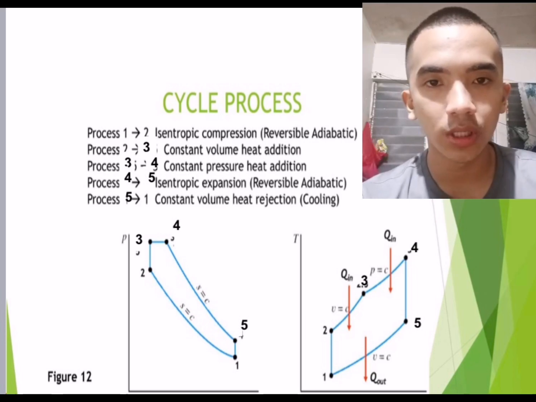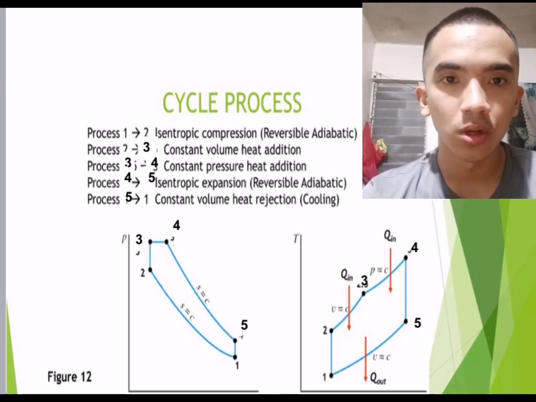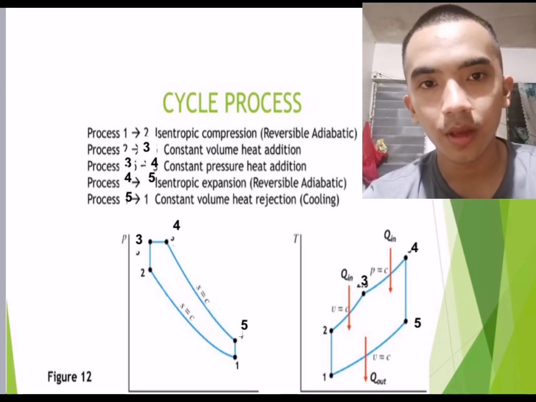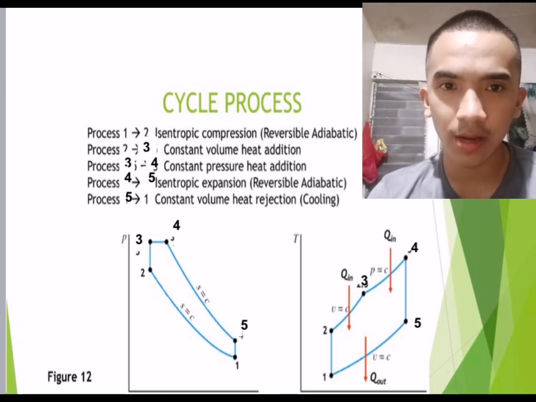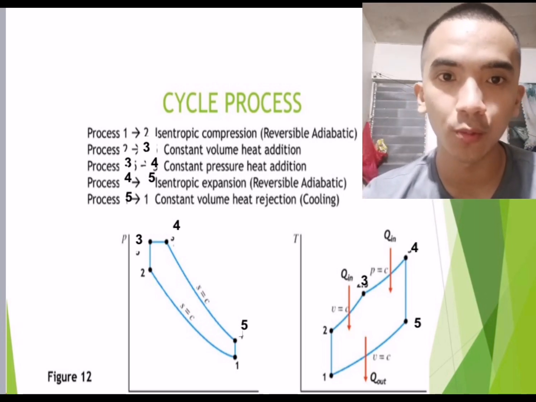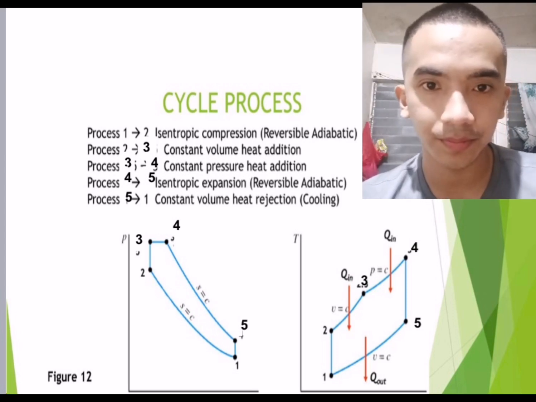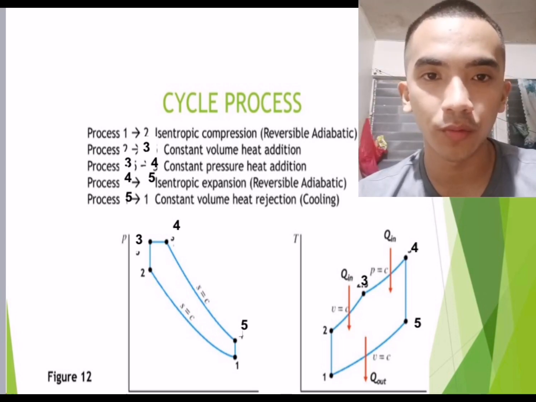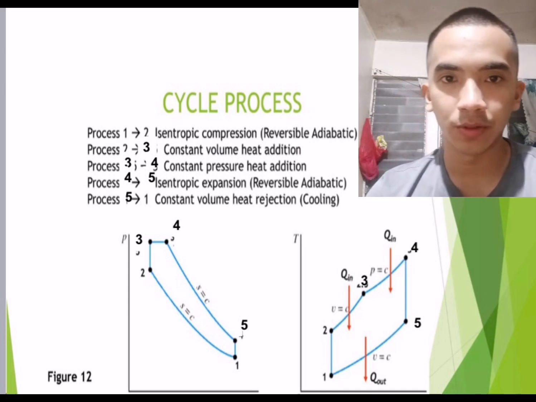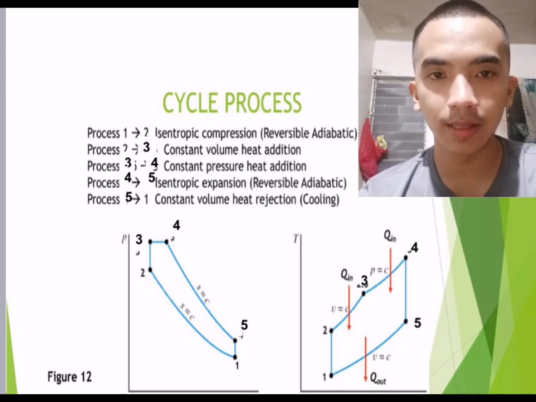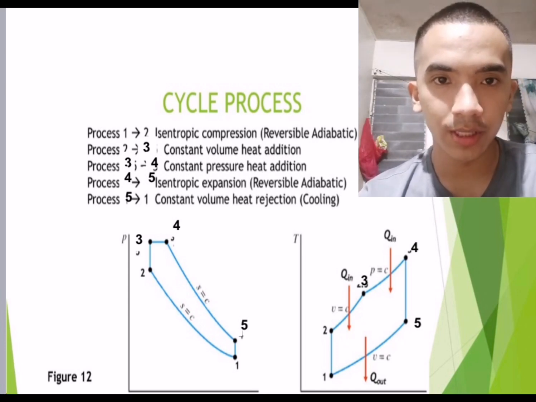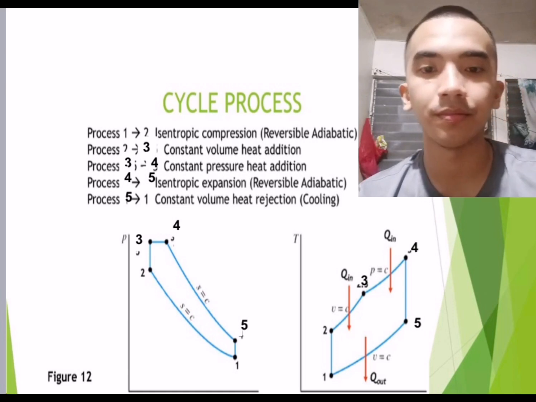The fourth one is the isentropic expansion, state 4 to state 5. The hot gases expand adiabatically and reversibly, producing work, because this is the power stroke. The fifth one is the constant volume heat rejection, state 5 to state 1. Heat is rejected at constant volume, returning the system to its initial state.